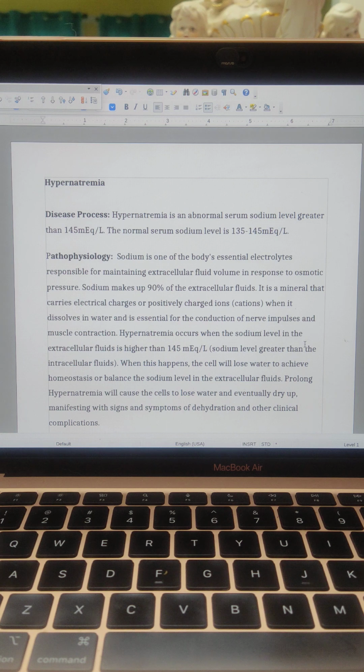I did my flashcard presentation on hypernatremia. Hypernatremia is an abnormal serum sodium level that is greater than 145 milliequivalent per liter. The normal sodium level is 135 to 145.